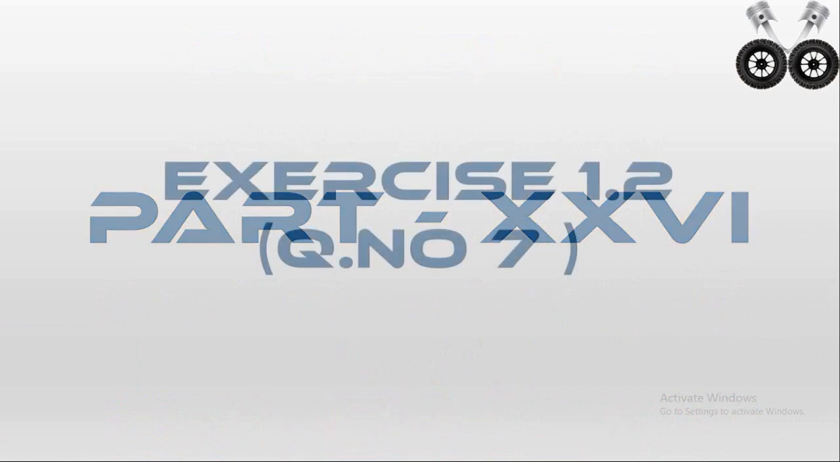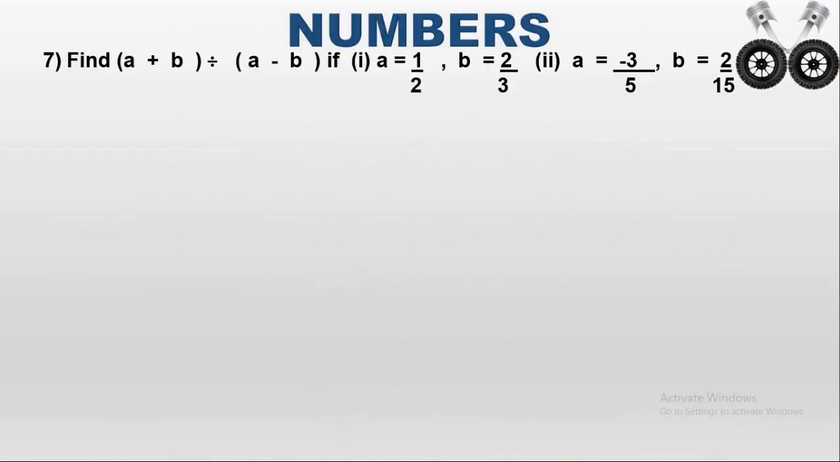Part 26, exercise 1.2, question number 7. Find a plus b divided by a minus b if subdivision 1: a equal to 1 by 2, b equal to 2 by 3. Subdivision 2: a equal to minus 3 by 5, b equal to 2 by 15. So what is the problem given here? A value is given, b value is given. Using that we have to find a plus b divided by a minus b.